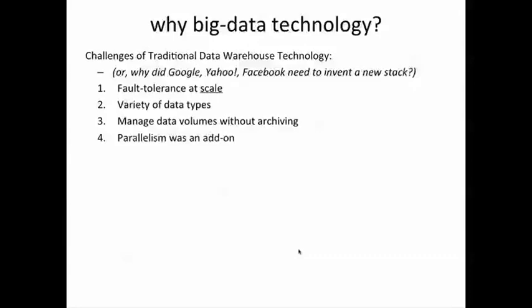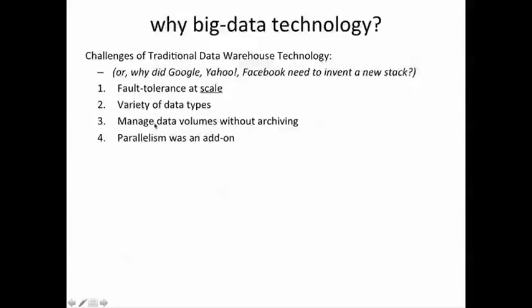First of all, the traditional technologies were not fault tolerant at scale. They would handle maybe dozens or hundreds of processing machines, but not thousands or tens of thousands or even millions, which are common in web platforms like Google and Facebook. Next, traditional technologies were not really good at handling text, and certainly not handling video and images.